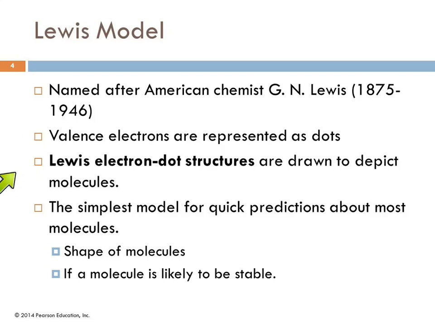And so we draw what are called Lewis electron dot structures as pictures of molecules. Sometimes they're called Lewis structures, electron dot structures, all different combinations. So I'll try to be consistent, but it's not going to happen. This is the simplest model and allows us to give quick predictions about shapes and stability.